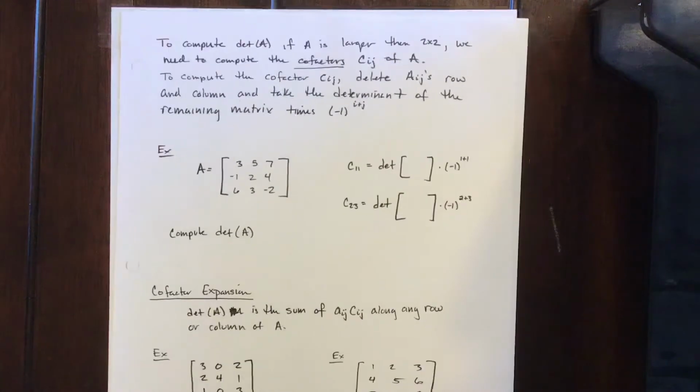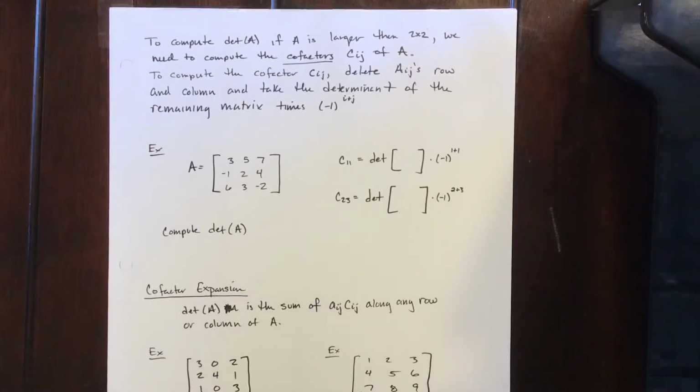Now, to compute the determinant of A of something that's more than a 2 by 2 matrix, you have to do a little bit more work. Okay, you need to know what cofactors are. So to compute the cofactor Cij, what you have to do is delete Aij's row and column, and then take the determinant of the remaining matrix multiplied by negative 1 raised to the i plus j.